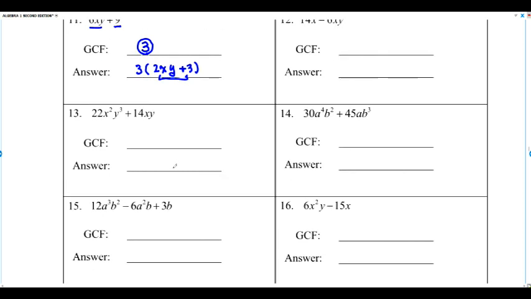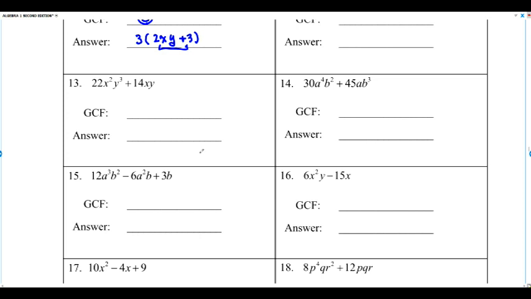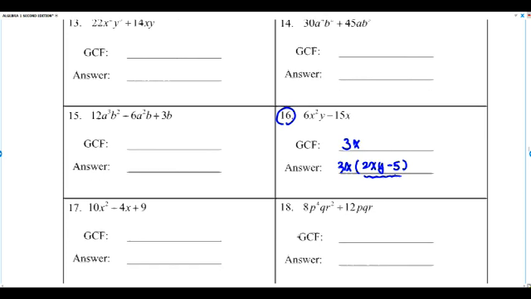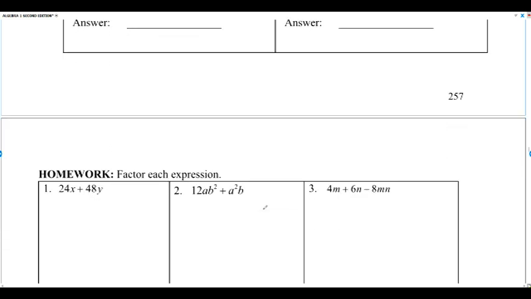Okay, one more. Now try number 16, with 6 and 15. The greatest common factor is 3, right? But check what about x. We have 1x, and no more y, so 3x is the greatest common factor. So 3x is factored out, and inside we still have 2xy minus 5. Make sure there is no more common factor. That's it. Now move on to the next one.